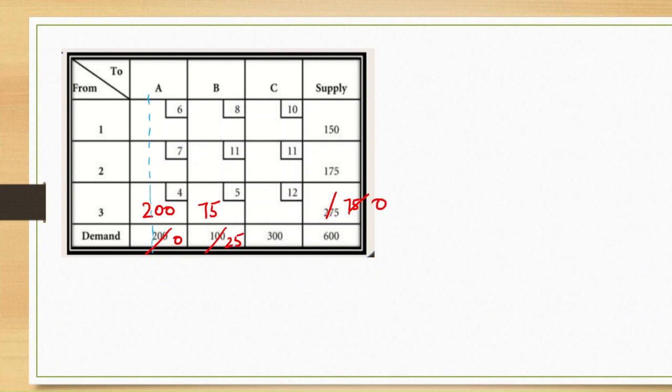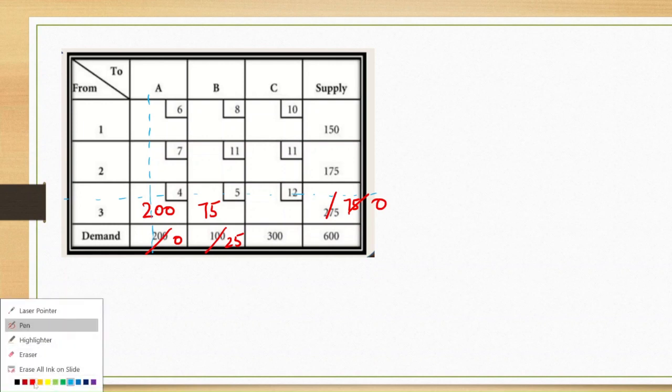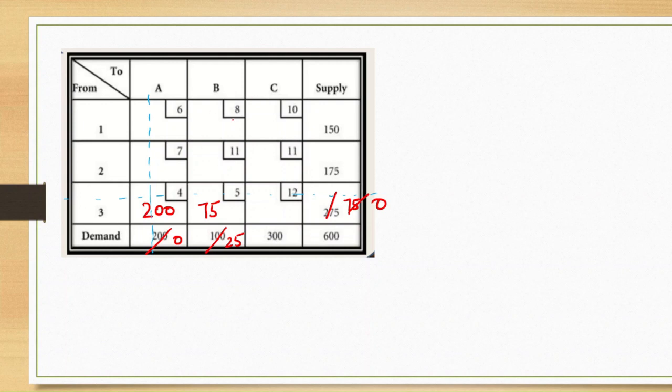Now as you can see, I cannot have anything from source 3 to destination C, because the supply has already been met. So I'll look for the lowest cost cell in the rest of the cells. Here, 8 is the minimum cost cell, with 25 and 150 as the demand and supply. I'll take the minimum of them, which is 25. So this would be 125, and this becomes 0.